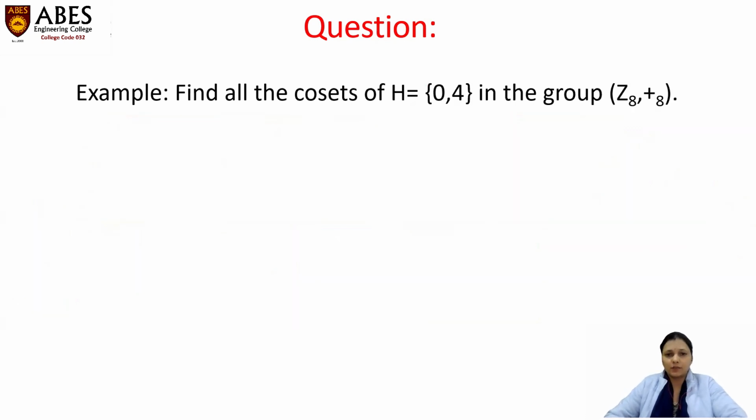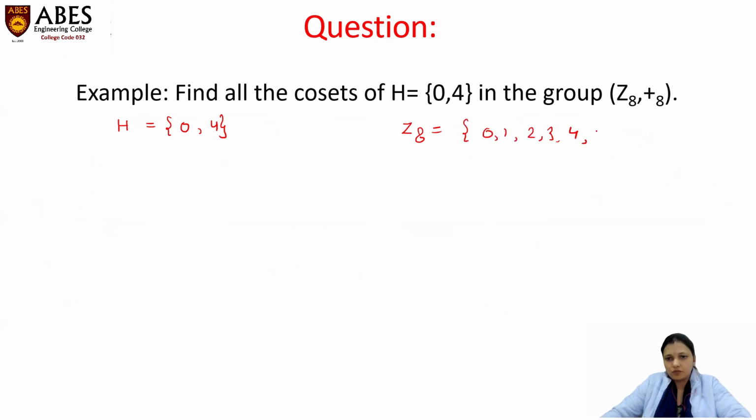Now here is another example. The subgroup given is H, having two elements 0 and 4, and the group is Z8. Z8 means 0, 1, 2, 3, 4, 5, 6, 7, and the operation is addition modulo 8. Here we have to find the cosets. The process is the same. We will perform addition modulo 8 with 0, then with 1, then with 2, then with 3, then with 4.